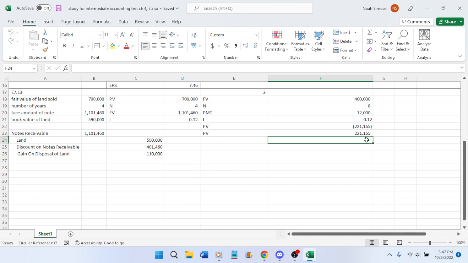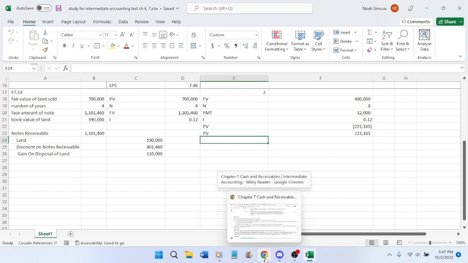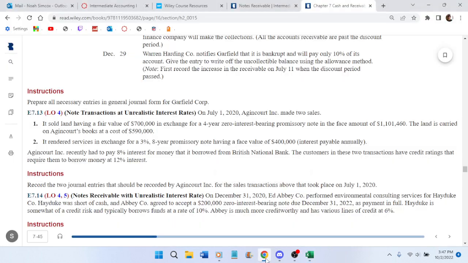Now I will not look at this anymore. Okay, how do you record the transaction? You will record the transaction like this because I hate myself. They rendered services. They received a note. What they received was accounts receivable is $400,000.